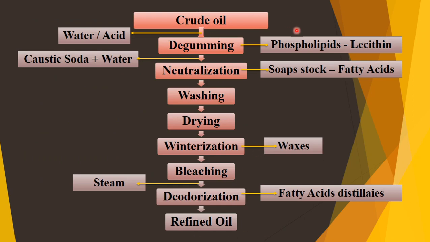As I told, crude oil is being डिगम्ड का केले जातात तर त्याच्यामध्ये फॉस्फोलिपिड्स प्रेझेंट असतात, दॅट इज लिसिथिन. म्हणून वॉटर किंवा ॲसिड्सचं यूज केलं जातं. जनरली वॉटर हे 2 to 5% मध्ये यूज केलं जातं. देन न्यूट्रलायझेशन हे कॉस्टिक सोडा किंवा वॉटरने केलं जातं.